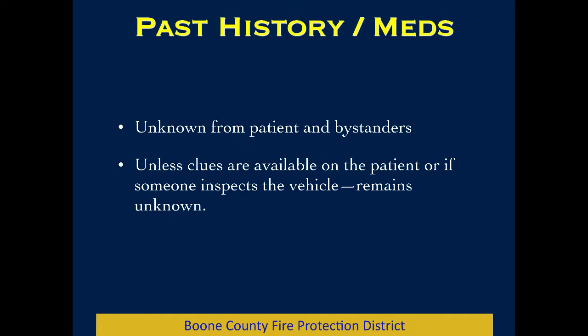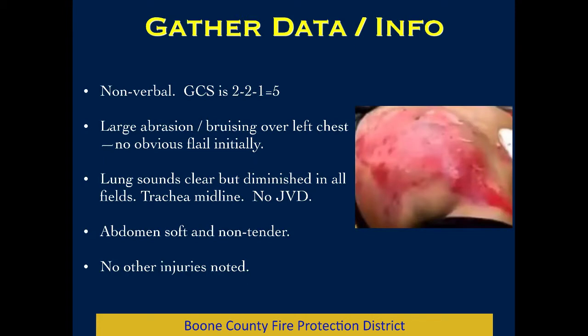So we don't want you to blow past this, but we also don't want you to spend a bunch of time trying to find things that really aren't there. So look for some clues during your exam. He's nonverbal. We'll talk about his GCS, 221. So his eyes are a 2, his verbal is a 2, and his motor is a 1, which gives him a 5, which is really bad.